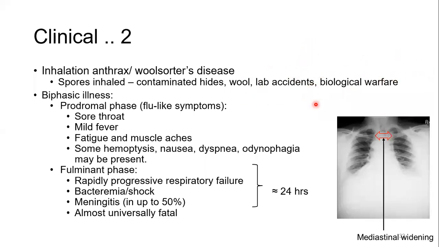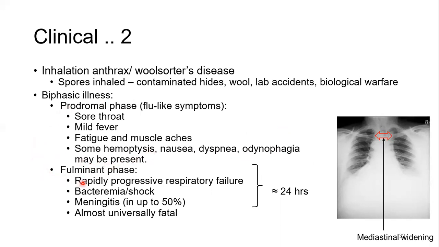And it was also used in biological warfare. It tends to have two phases of disease. In the earlier phase, about 2 to 5 days, you'll have flu-like symptoms. So the patient presents with sore throat, mild fever, they're tired, and they have muscle aches. Some of them will have hemoptysis, nausea, difficulty in breathing, and painful swallowing may be present.